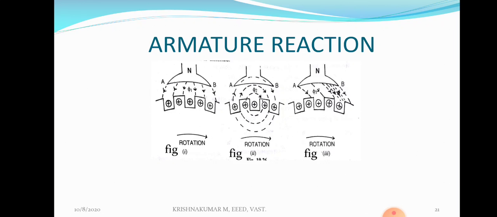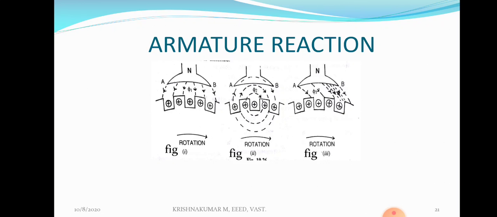So for clarity, only one pole is shown in figures 1, 2 and 3. Don't think that there is only one pole in a generator. There should be an even number of poles in a DC generator. The minimum number of poles in a DC generator is 2. So in figure 1, phi 1 is coming from the main poles, from the north pole, main flux.